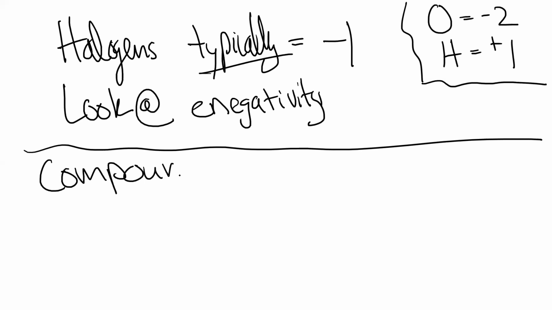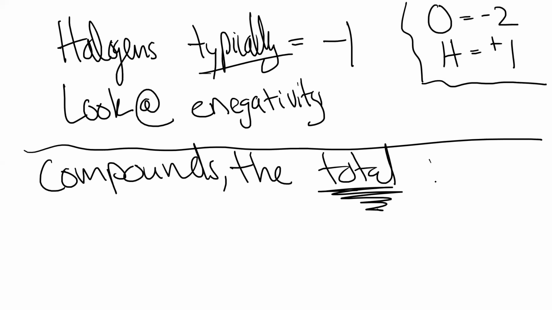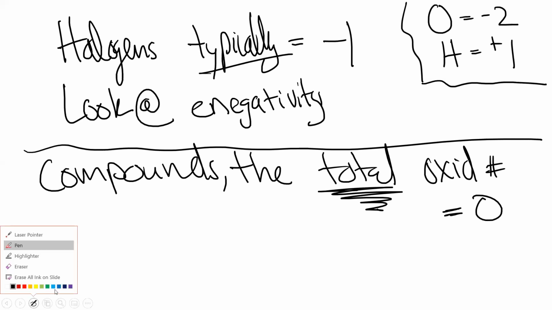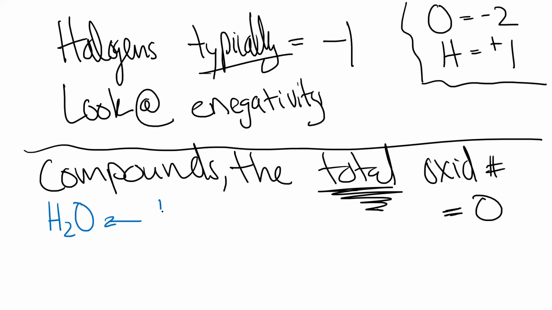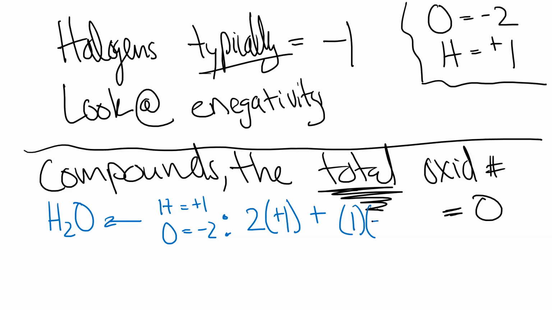For compounds, the total sum of the oxidation numbers in it will be equal to 0. Now, rather than just babble on about that definition, I'll show you. In H2O, here we know hydrogen is equal to +1, oxygen is equal to -2, and by that, of course, there's 2 of the hydrogens, +1, plus 1 of the oxygens, which is -2, giving you a total of 0.